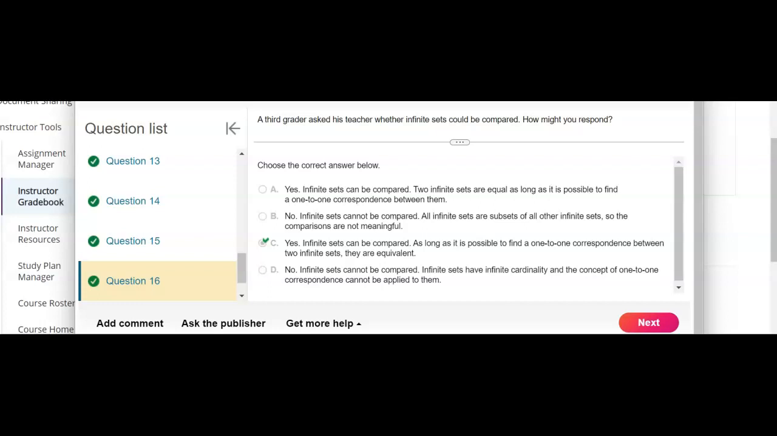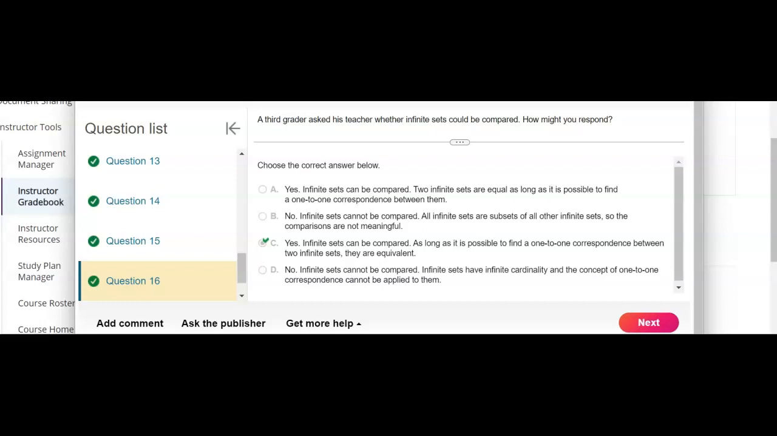I want you to think back to your notes. If we had this set of 1, 2, 3 and A, B, C, there's a one-to-one correspondence between them. That doesn't make them equal. It makes them equivalent. So that definitely throws out A. And then B and D are obviously wrong because they say they can't be compared. B says infinite sets cannot be compared, all infinite sets are subsets of other infinite sets, so the comparison is not meaningful.